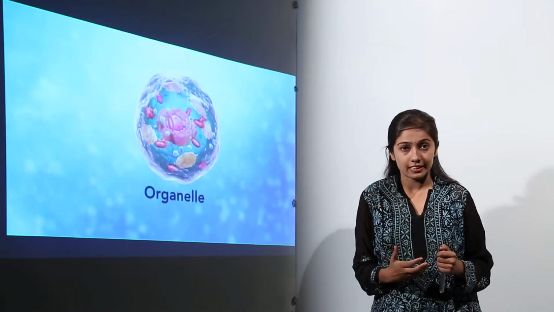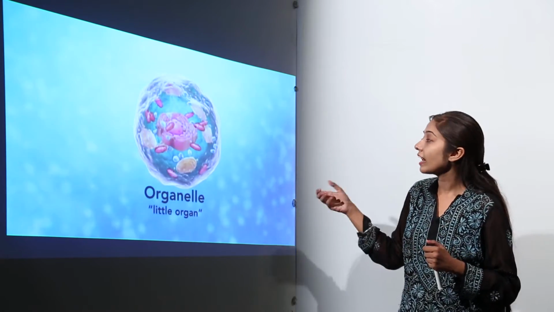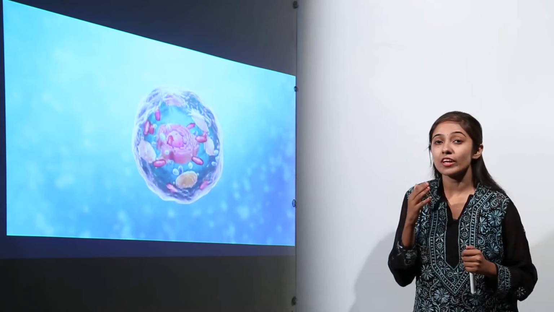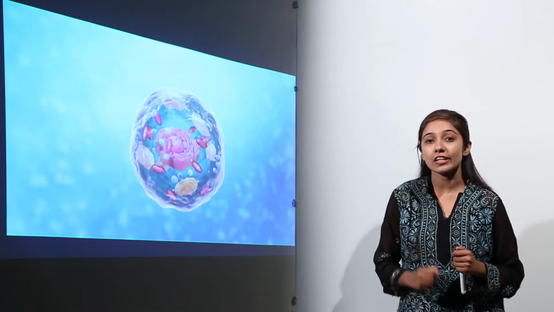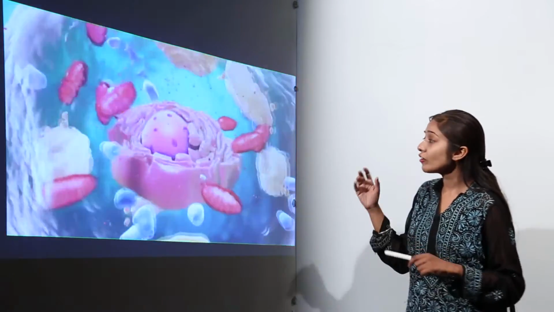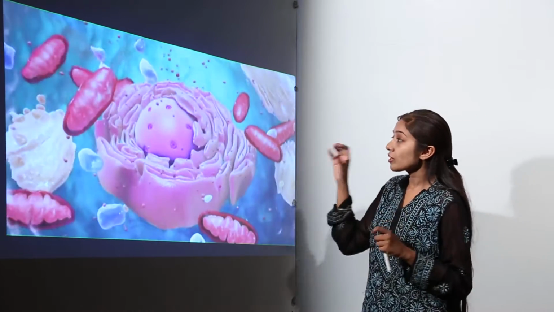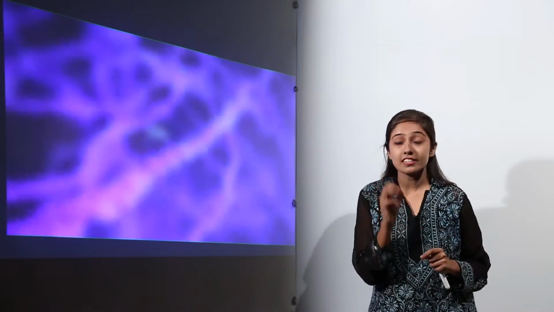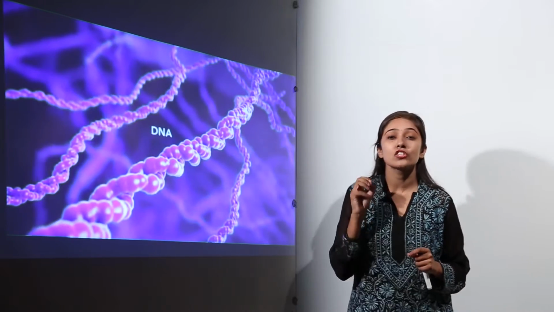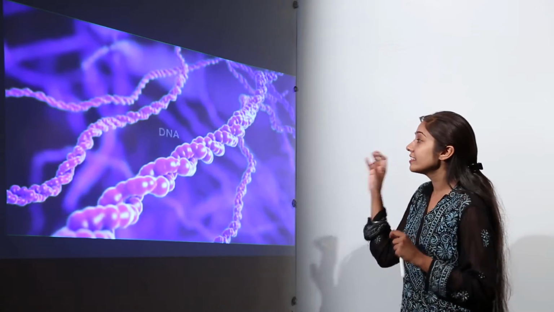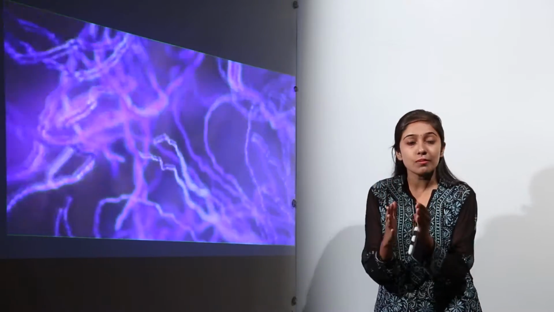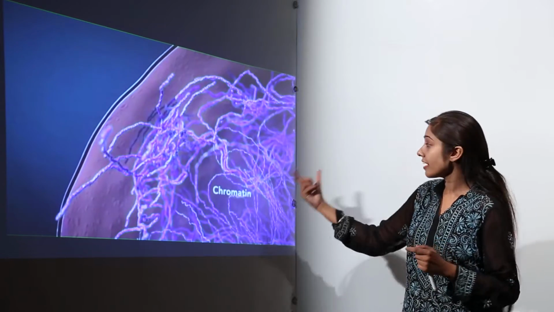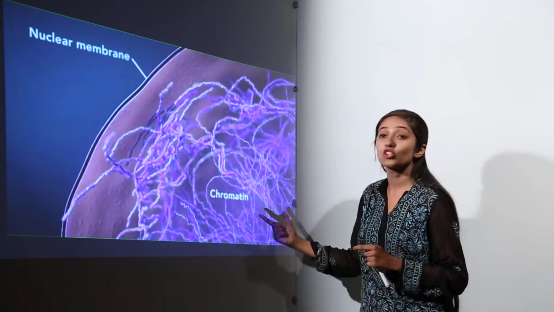What are organelles, then, which we are going to discuss? Organelles are the little organs that perform different jobs, and these jobs are very important when we talk about the structure and function of a cell. First of all, let's talk about the main organelle, the nucleus. The nucleus contains DNA, the genetic material, which transmits hereditary information from one generation to the next, and it is there in the form of chromatin.